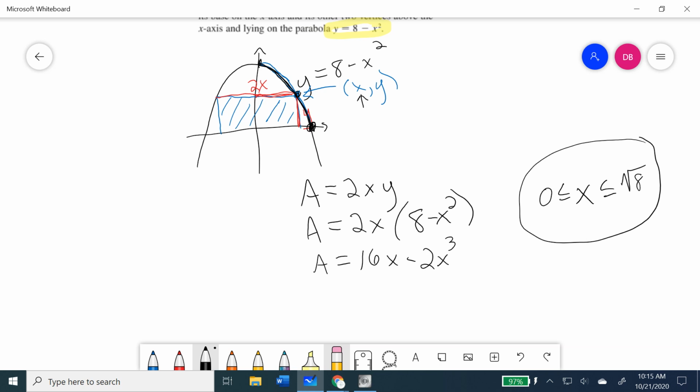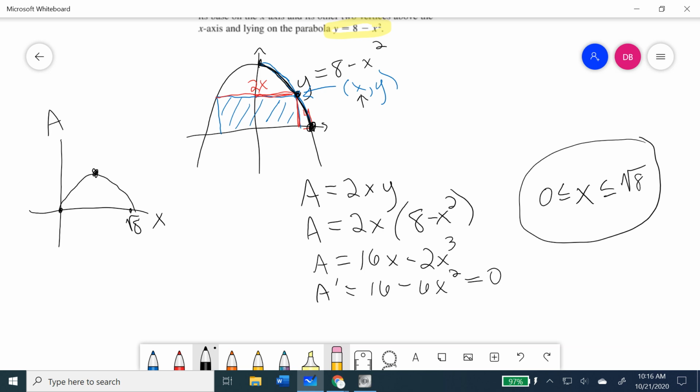Those critical numbers are going to tell me, if I were to draw a graph where x represented the x coordinate of this moving point and the y-axis represented the area of that rectangle, that the area is 0 at 0 and root 8, and it will go up and then come back down. I've got to find that sweet spot right there, and that's going to happen when the derivative is 0. So I take the derivative, and I set it equal to 0.